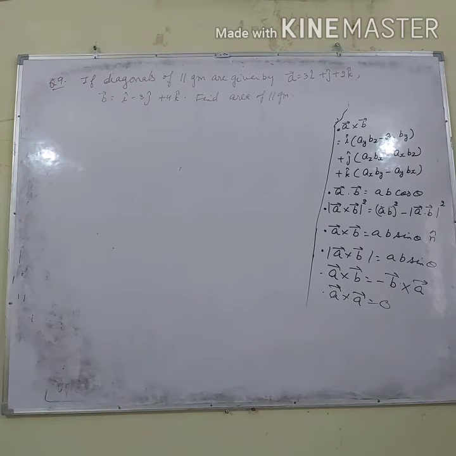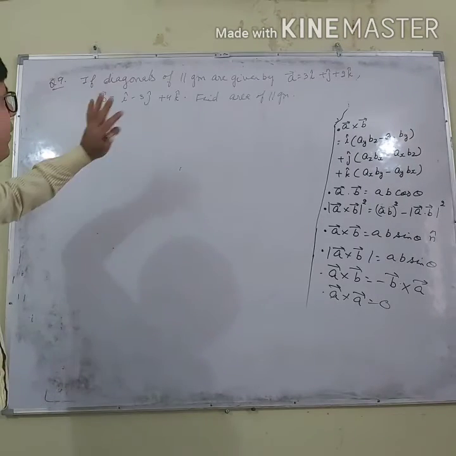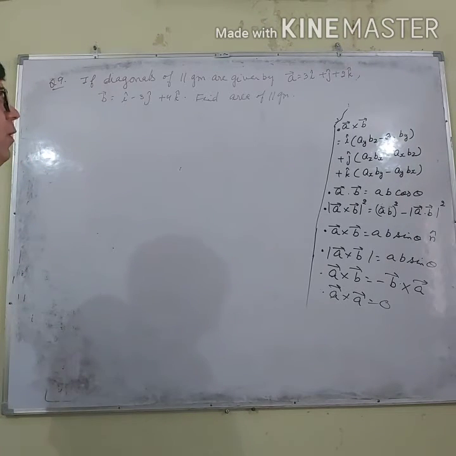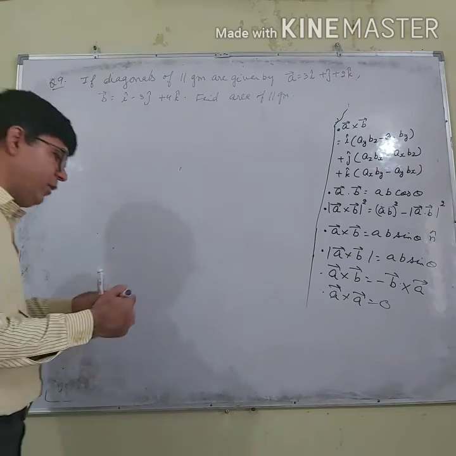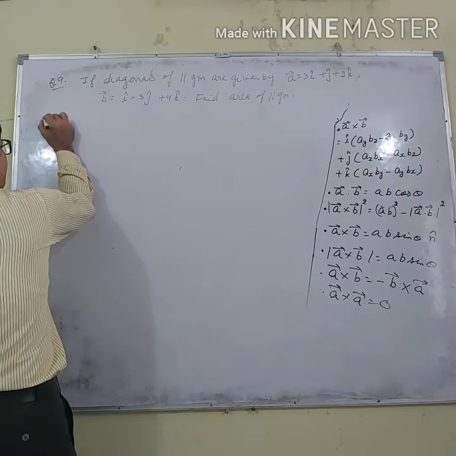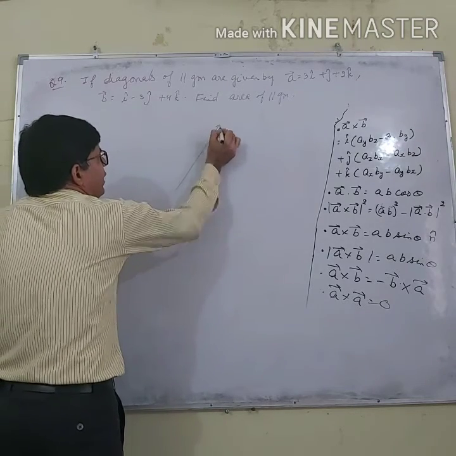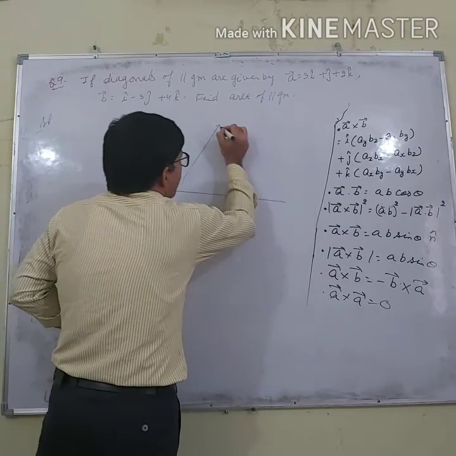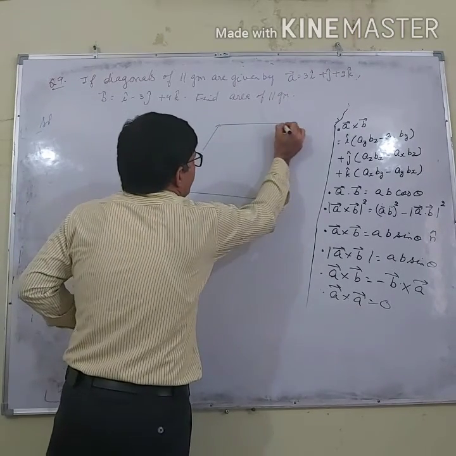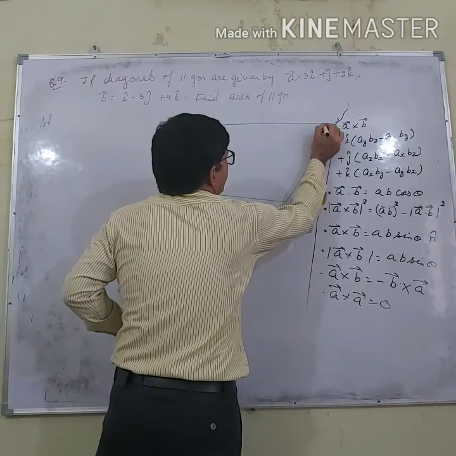Question number 9 is on the board. If the diagonals of a parallelogram are given by a equals 3i cap plus j cap plus 2k cap and b equals i cap minus 3j cap plus 4k cap, find the area of the parallelogram. Listen, how I have to solve this? Very simple. Let us say this is the parallelogram. Let me complete this parallelogram by drawing lines parallel.